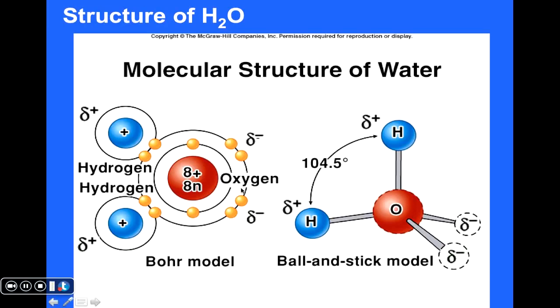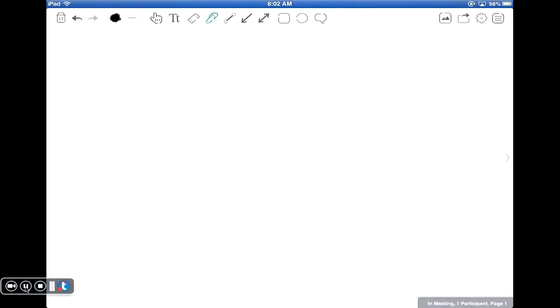So what then are the implications? Well, it turns out that as a result of this unequal sharing of electrons, the oxygen tends to have a slight negative charge, whereas the hydrogens have a slight positive charge. So let's illustrate that in just a moment.